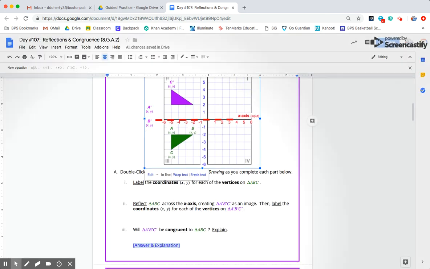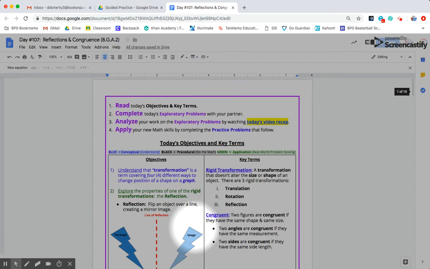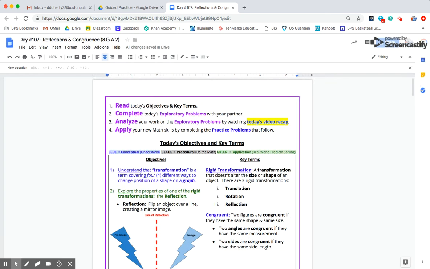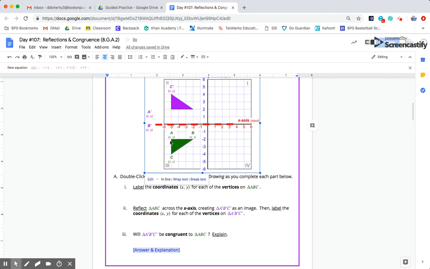Part 3, and this is what we're going to continue to focus on more today, this idea of congruence, or if these two triangles are congruent to each other. We should recall that congruent, if we're talking about two figures or two shapes, just means that they have the same exact shape and the same exact size.